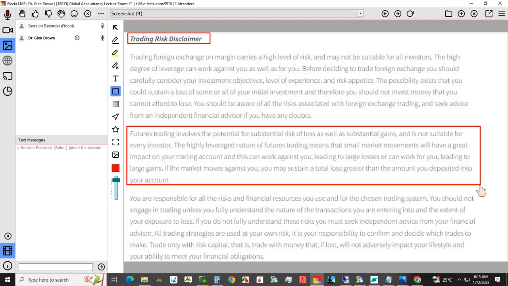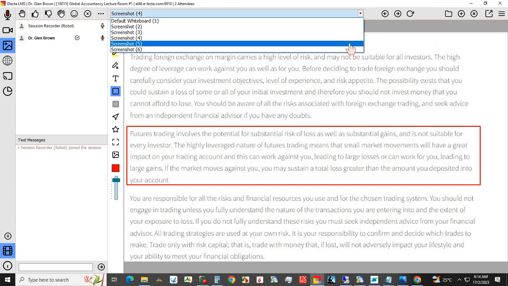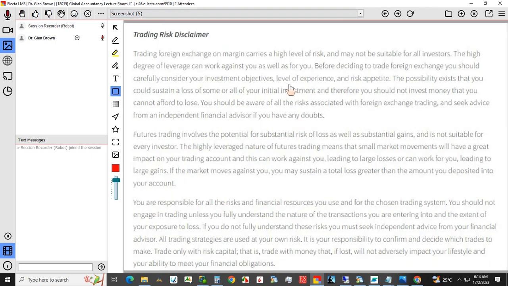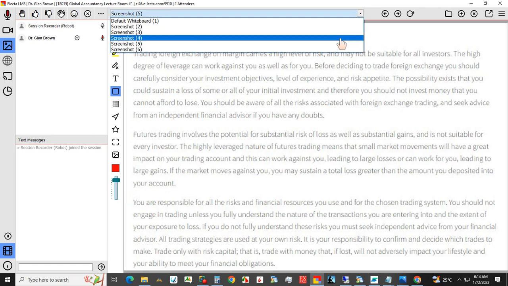All trading strategies are used at your own risk. It is your responsibility to confirm and decide which trades to make. Trade only with risk capital. That is, trade with money that, if lost, will not adversely impact your lifestyle and your ability to meet your financial obligations. You should also note that these lectures are for education purposes only. Only education purposes.